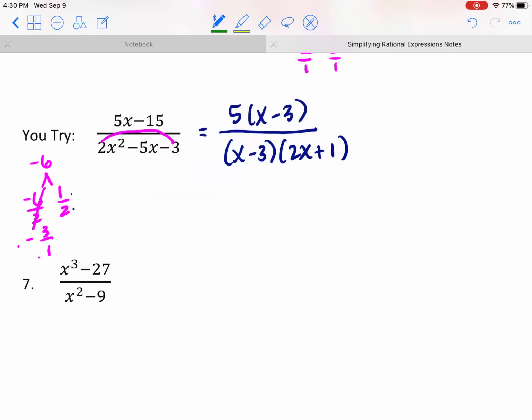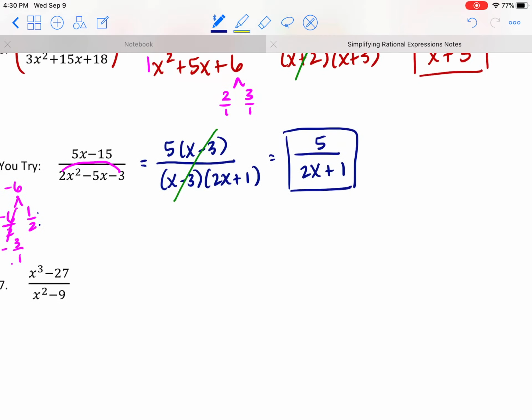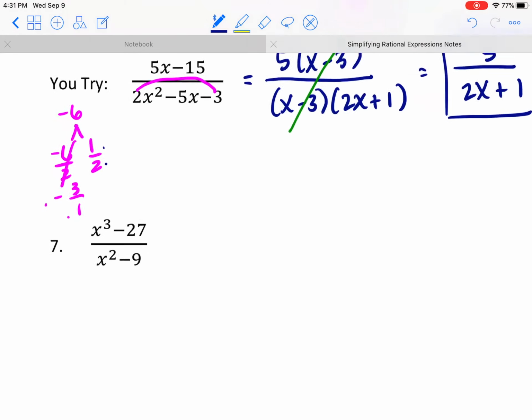Okay, and now I can see a binomial in common. Both the top and the bottom have an x minus 3 in common, so that's going to reduce out. And what's left over is a 5 in the numerator and a 2x plus 1 in the denominator. And that is our final reduced answer. Okay? It's not so bad. Hopefully you're feeling that. Alright, we got one left to try again.